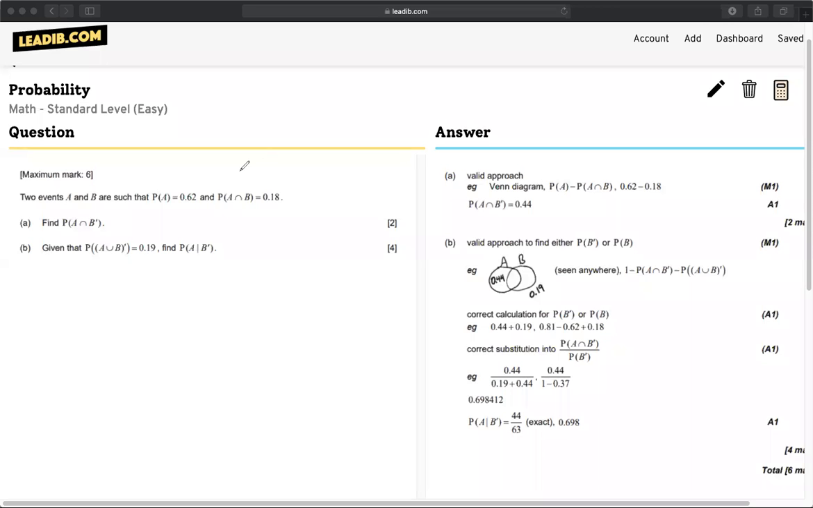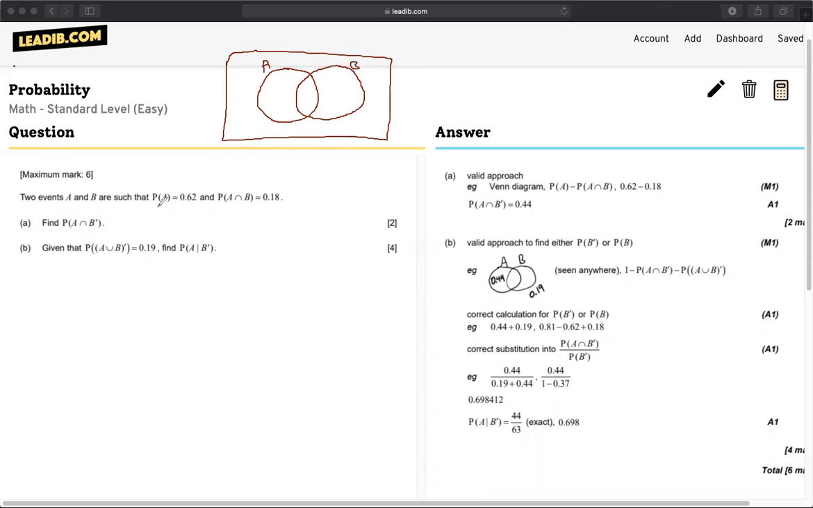Let's see the question of probability. And we have two events A and B. Looking at the question, this can be best solved using a Venn diagram. So let me draw this real quick. You have this circle represents A, and this entire circle represents B.